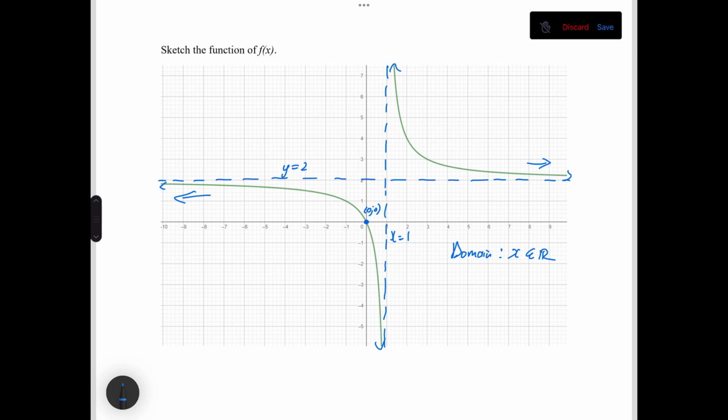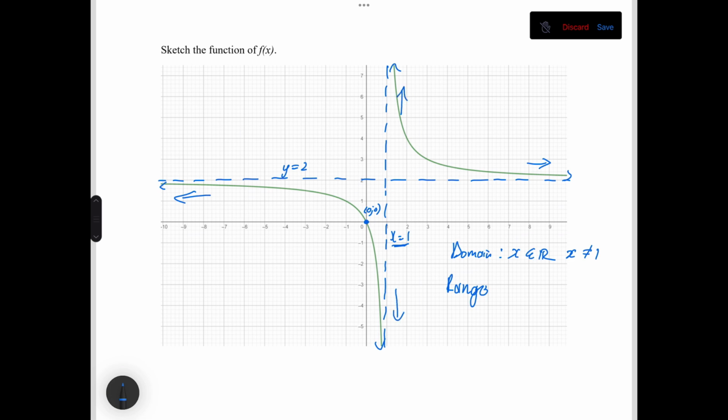But there's a place where the graph never touches. And therefore we will make the following statement. x cannot be equal to 1, as you can see where the asymptote is, and that's how you determine the domain. Let's do the range.